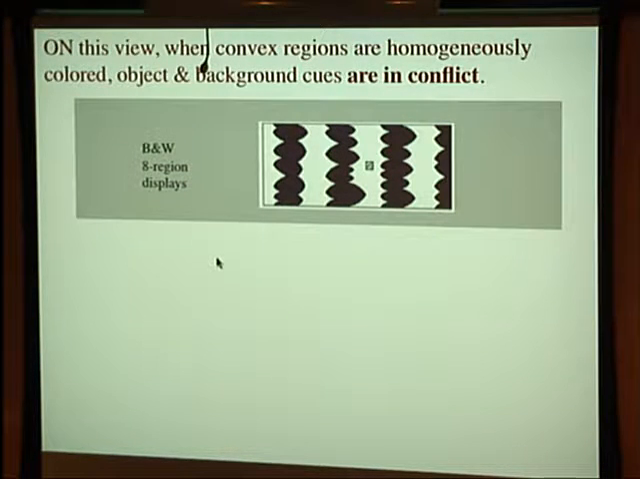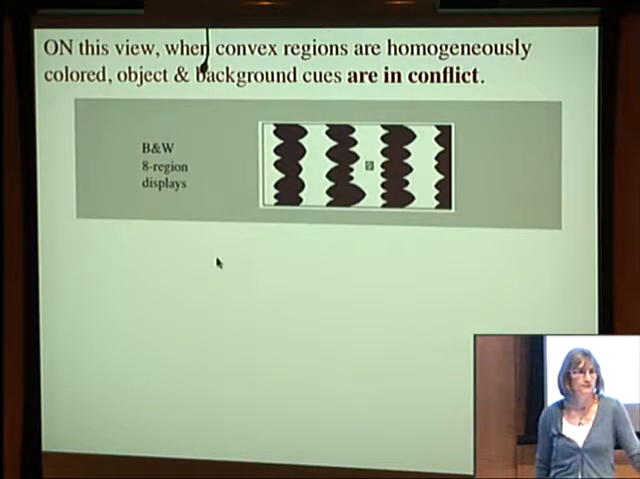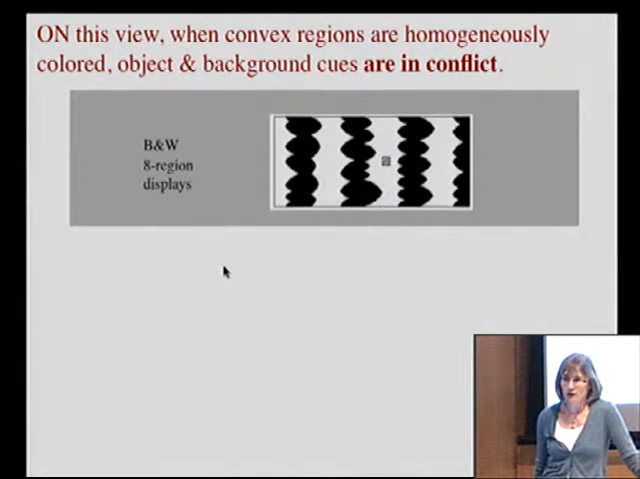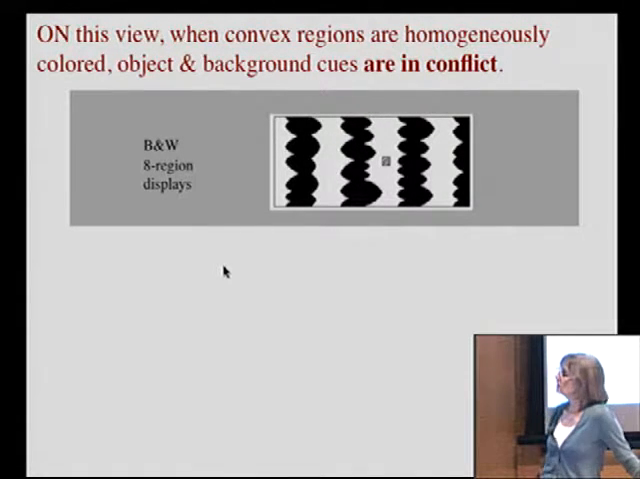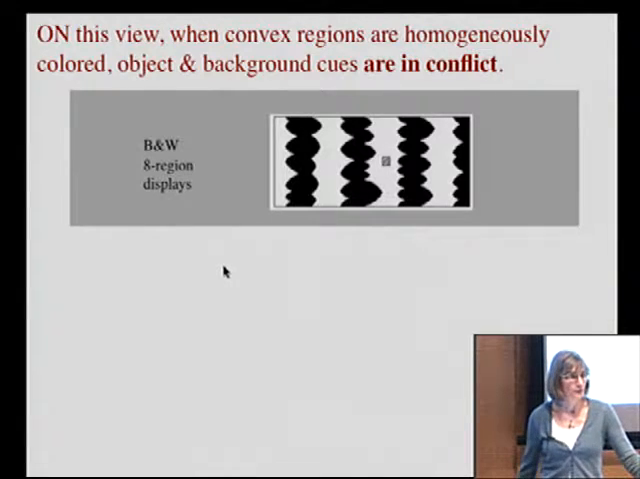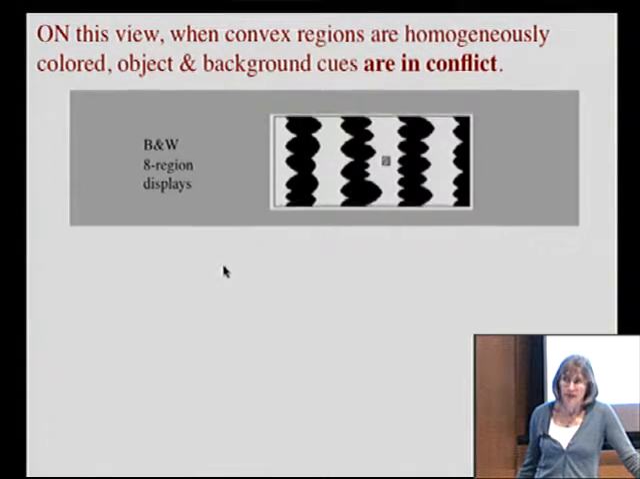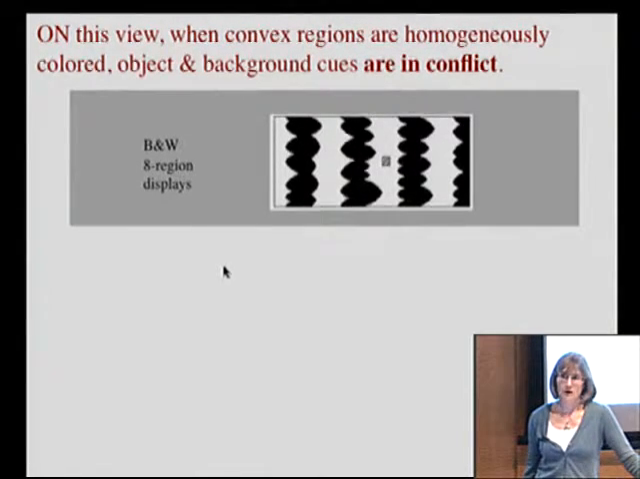So on this view, when we show people black and white displays, then you've got a whole lot of competition going on. Because, well, the black regions could be objects because they're convex, but they're also all uniformly colored. So they could be a background to the white regions. And the white regions could be a background to the black regions, but they also could be objects.